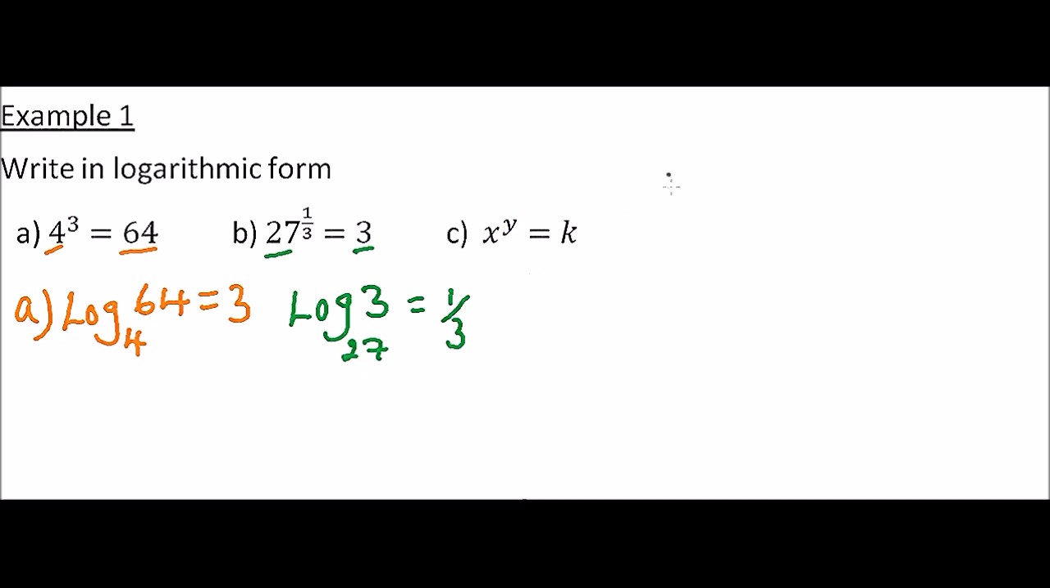Finally, we have C, where we are told x to the power y is equal to k. So the logarithm of k to base x is equal to y. So logarithm of k to base x is equal to y. So that is how we convert this expression to logarithmic form.